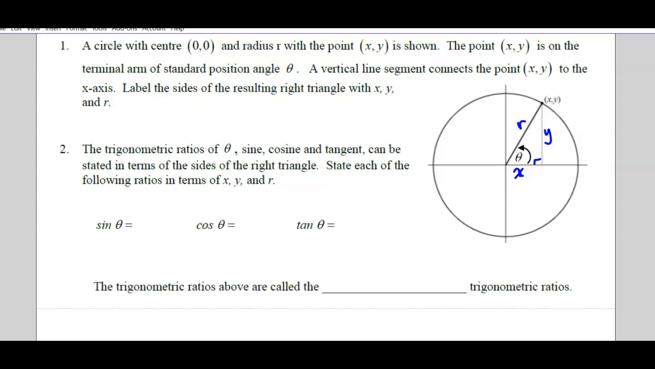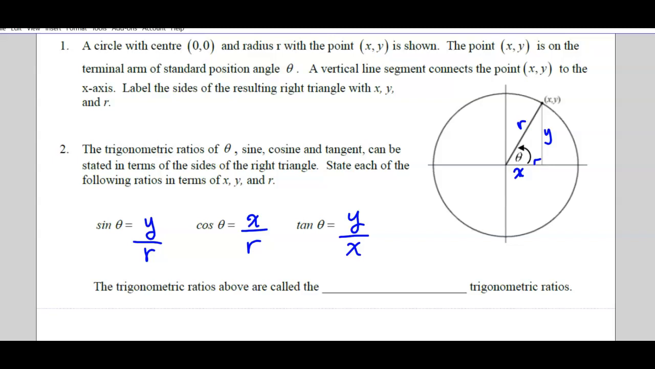Eric, you want to give me one? Sure. Sine is y over r. Good. Cosine is x over r. And tangent is y over x. Good. So rather than what we often said back in grade 10, opposite over hypotenuse, adjacent over hypotenuse, opposite over adjacent, more frequently we're just going to use x, y, and r. Because we're going to take whatever triangle it is and think about where it would be in a circle.